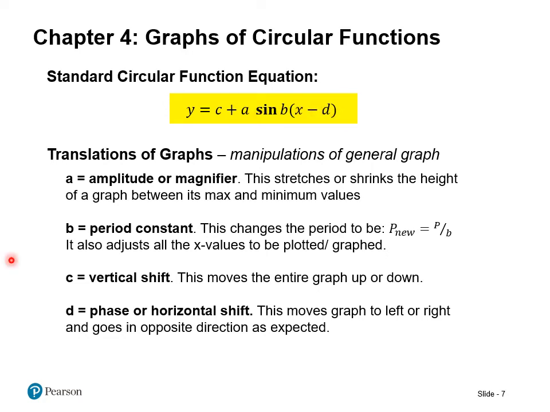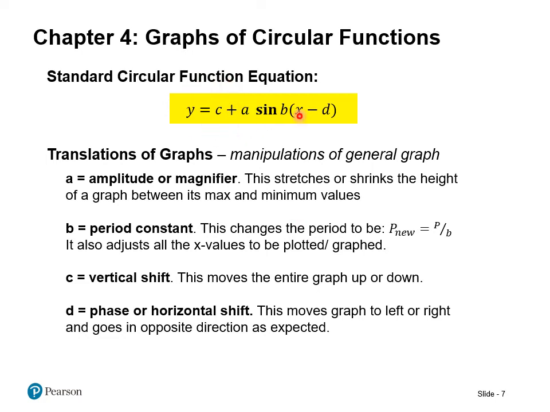And this is the period constant. This changes the period overall to b of a function. The new period is simply the old period divided by whatever that period constant is. So for example, a sine has a period of 2 pi, so we would have 2 pi divided by whatever the constant b is. Okay, we'll also use this to find the key values, the x values that we're going to graph, and we'll look at that in a minute.